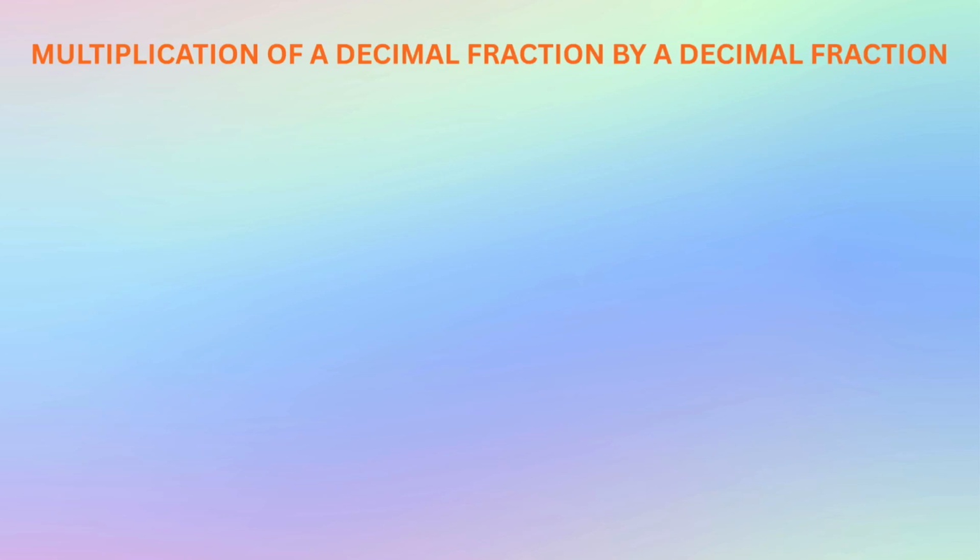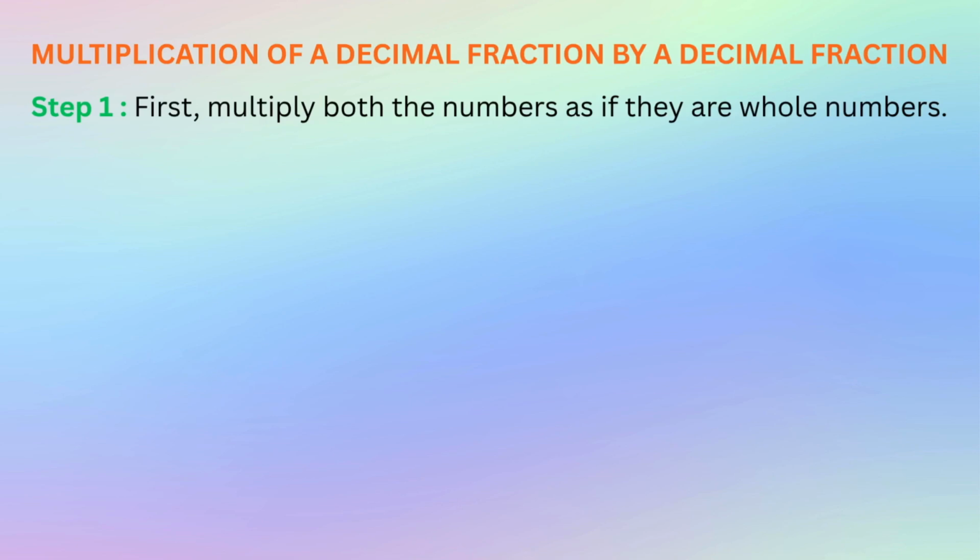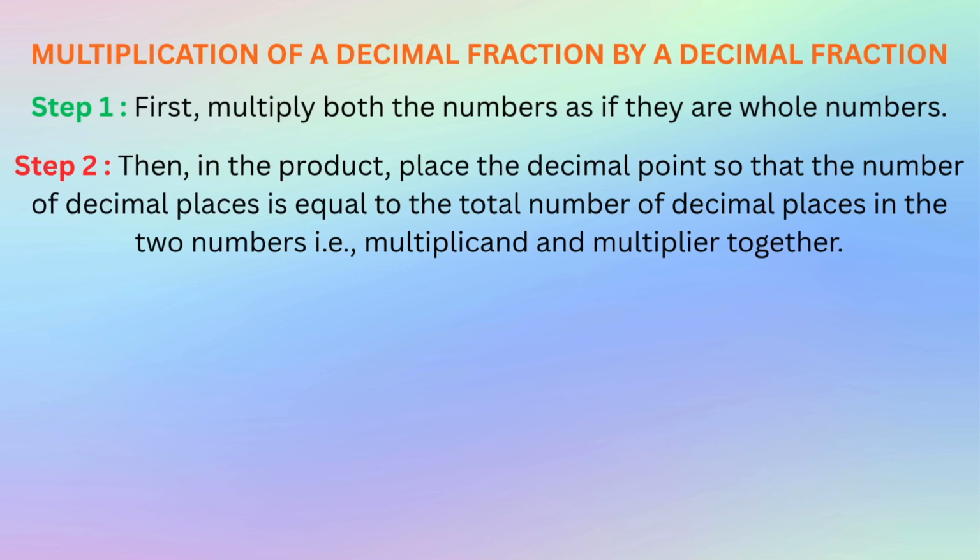Multiplication of a decimal fraction by a decimal fraction. Step 1. First, multiply both the numbers as if they are whole numbers. Step 2. Then, in the product, place the decimal point so that the number of decimal places is equal to the total number of decimal places in the two numbers, i.e., multiplicand and multiplier together.